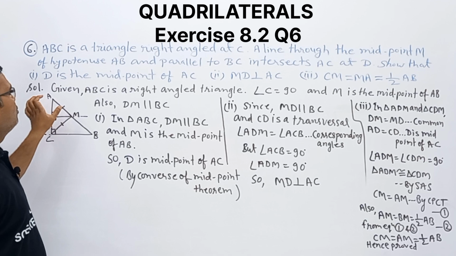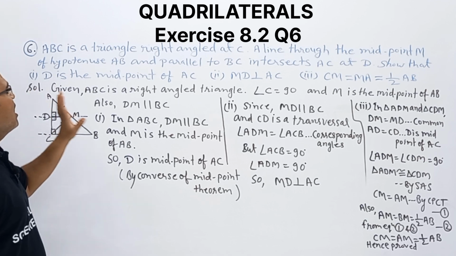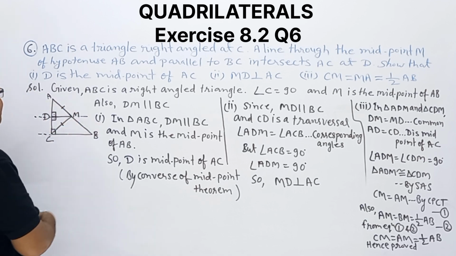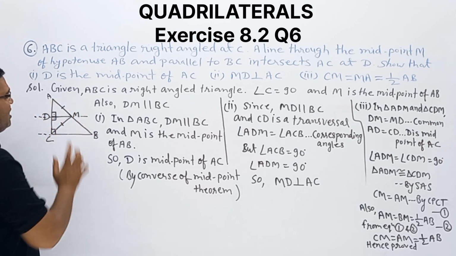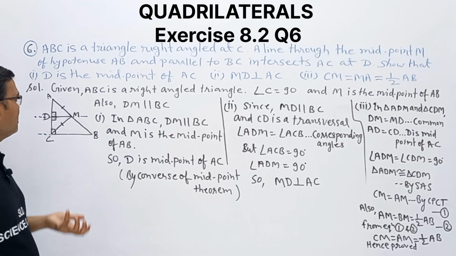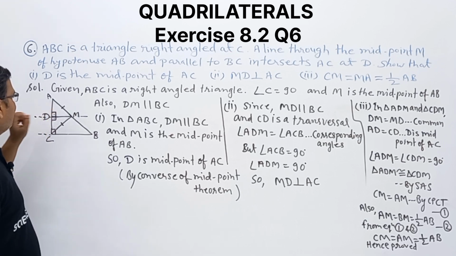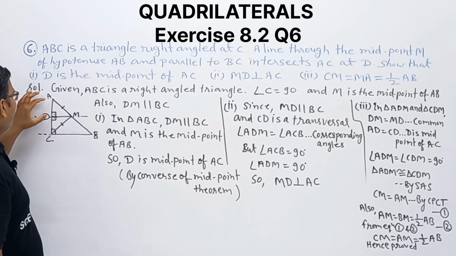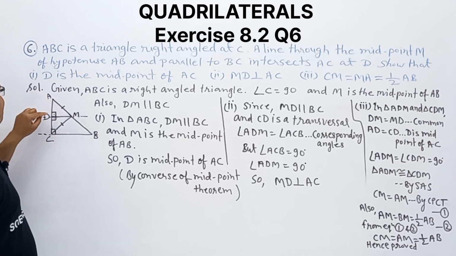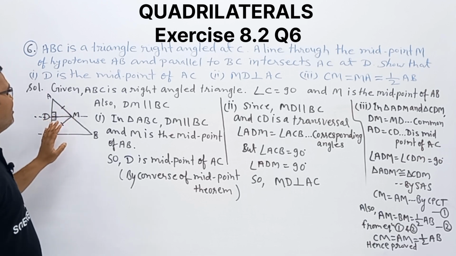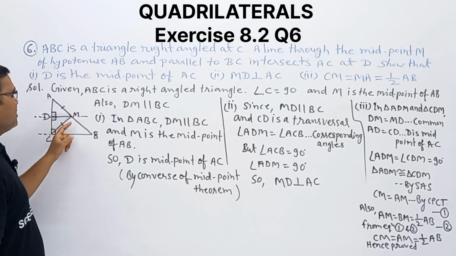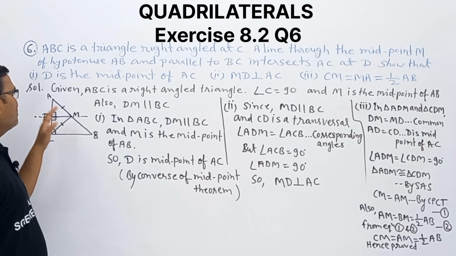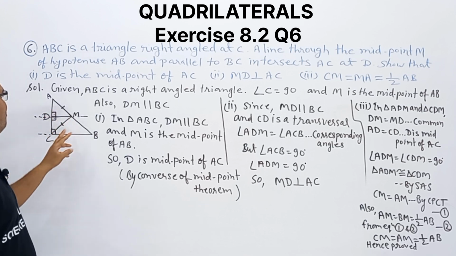Now the third one: we want to prove CM equal to MA equal to half of AB. For this we take two triangles ADM and CDM, and first we want to prove them congruent. DM is common in both. AD equal to CD because D is the midpoint, and angle ADM equal to angle CDM equal to 90 degrees. So by the congruence rule these two triangles are congruent. Then AM equal to CM by CPCT, since corresponding parts are equal.